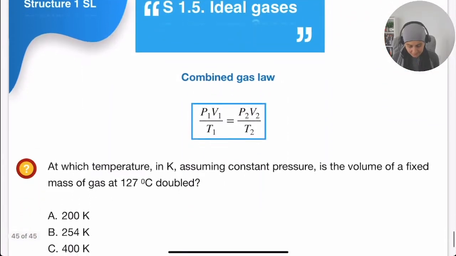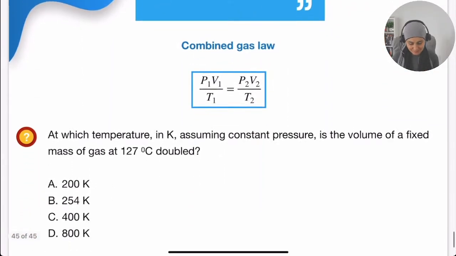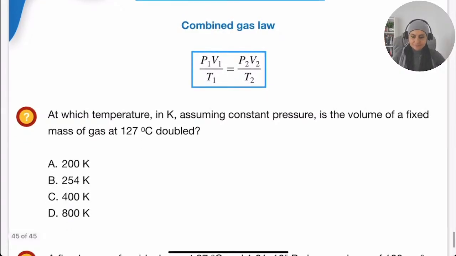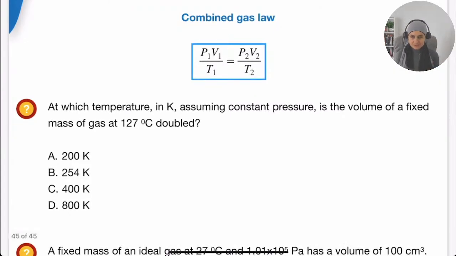And the last, okay, congratulations, the last page. Combined gas law. Whenever you have, okay, so the important thing is that you can use this law when the moles of gas do not change. I think it was in the specimen paper: they changed the moles, and everyone used this formula, which you cannot use. You can only use this formula if the moles of gas do not change. So moles must be constant.